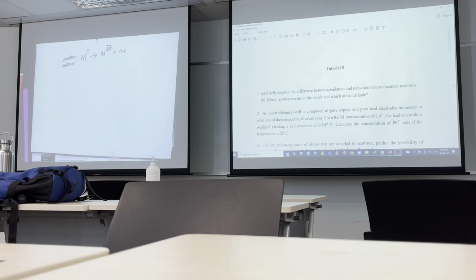Reduction is the opposite. M^n+ takes electrons from the other side, from whoever is giving them away, and becomes M. So this is a reduction process, and this is at the cathode. This is at the anode, so the anode is the oxidation process. So that's briefly question number 1. Can you understand? Yeah, good.